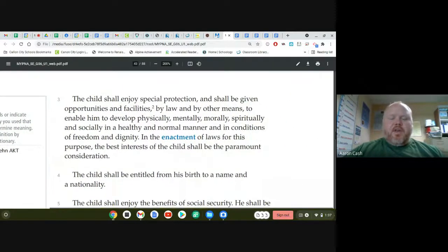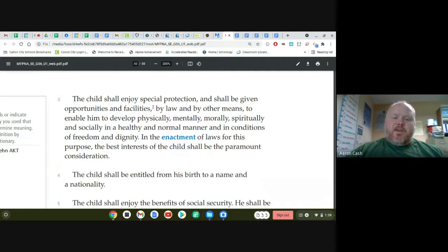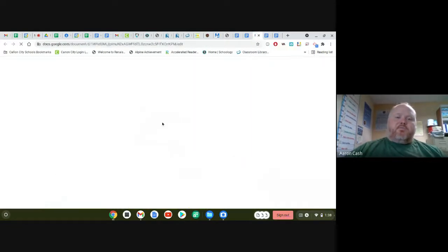Paragraph 3. The child shall enjoy special protection and shall be given opportunities and facilities by law and other means to enable him to develop physically, mentally, morally, spiritually, and socially in a healthy and normal manner and in conditions of freedom and dignity. In the enactment of laws for this purpose, the best interests of the child shall be the paramount consideration. So, again, a little bit confusing. Let's take a look at paragraph 3 here.